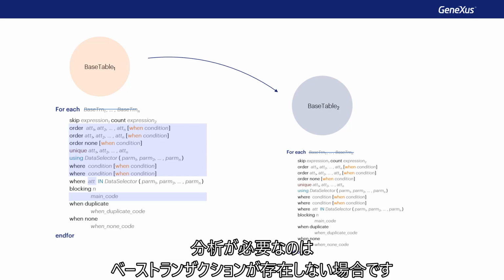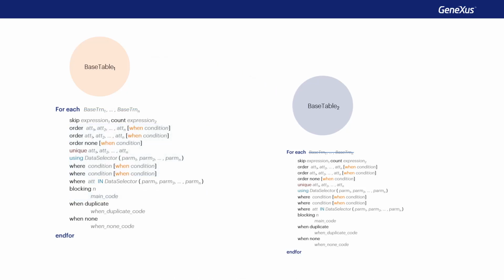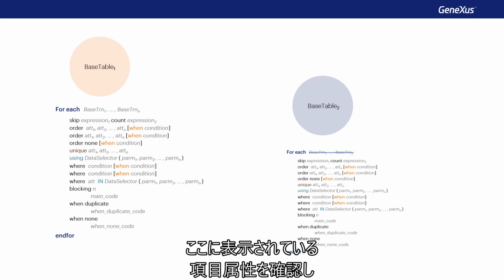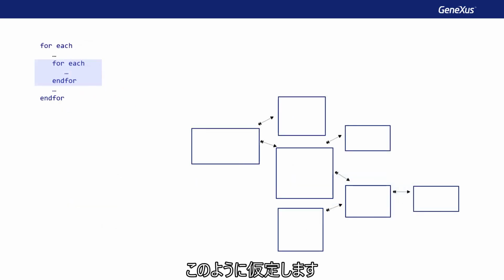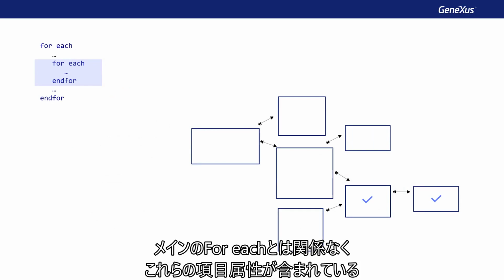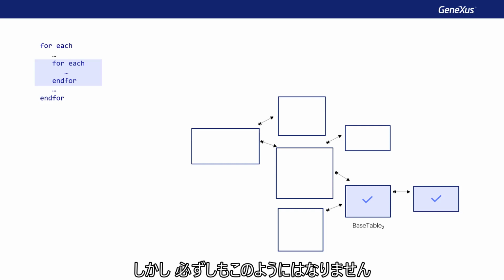The case that should be analyzed is when there is no base transaction. It could be considered in a similar manner, taking the attributes found here, suppose these ones, and finding the minimum extended table that contains them, regardless of the main for each. However, it will not be exactly that way.